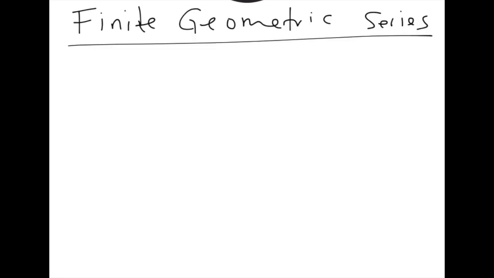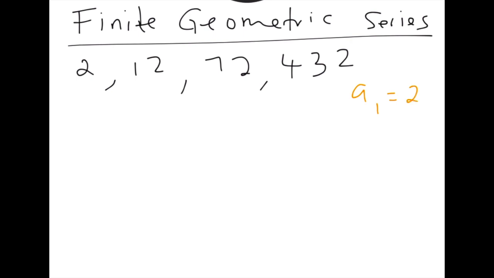In this video, we're going to evaluate finite geometric series. Let's say we have the following geometric sequence. I know that my first term is of course 2, and my common ratio is 12 divided by 2, this number divided by this number, that's 6. So that's important for me to know.